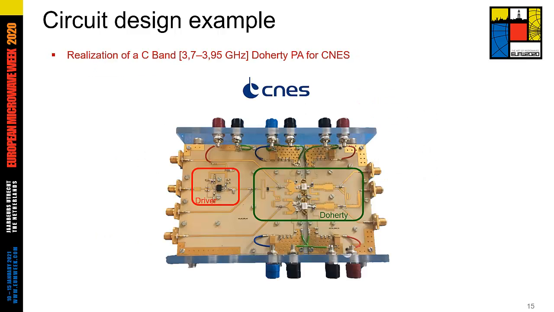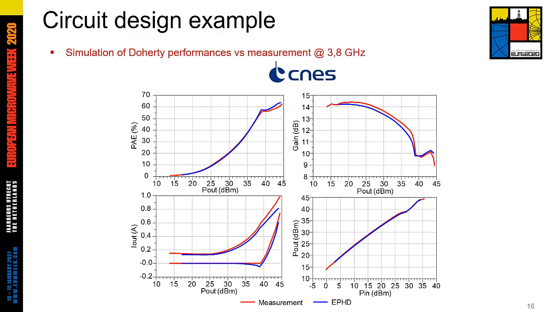So we did the design of and we realized this power amplifier at C-band, and we measured it at 3.8 gigahertz. And here we can see the results between the measurement and the model of this Doherty power amplifier at 3.8 gigahertz to prove the frequency interpolation and the impedance extrapolation. And we can see that our efficiency is in very good agreement between the measurement and the model. Same thing on the gain and the output current of the two power amplifiers, the main and the peak.